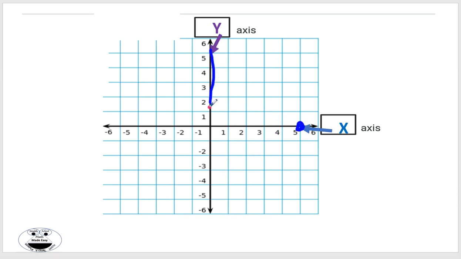We're going to start with the x, and we have to see where our point hits the x-axis. Well, I don't need to draw an arrow from this point to the x-axis because it already is on the x-axis. It's hitting it right here at 5. So my x is 5. Remember, x comes first, and then my y.